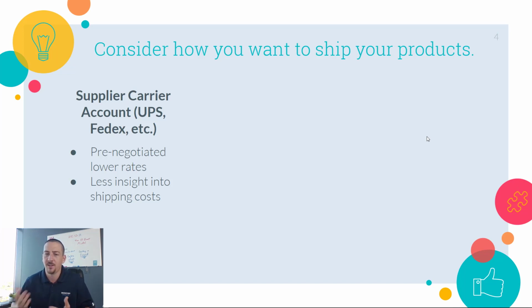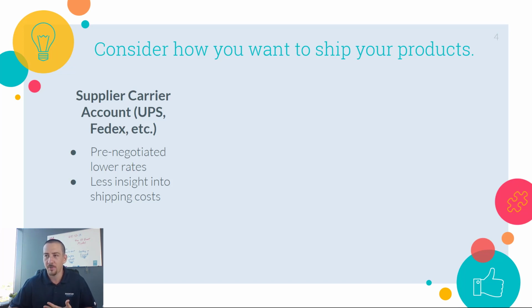Do you want to take on the cost and ship off of your own carrier account? Do you want to ship off the supplier's carrier account? It's deciding that, right? So how do you choose? Well, by using the supplier's account, they often have pre-negotiated lower rates. So the pre-negotiated lower rates, it may be cheaper. But on the other hand, by using a supplier's carrier account, you have less insight into the shipping costs and to ensure the remaining profitability as opposed to your own carrier account.